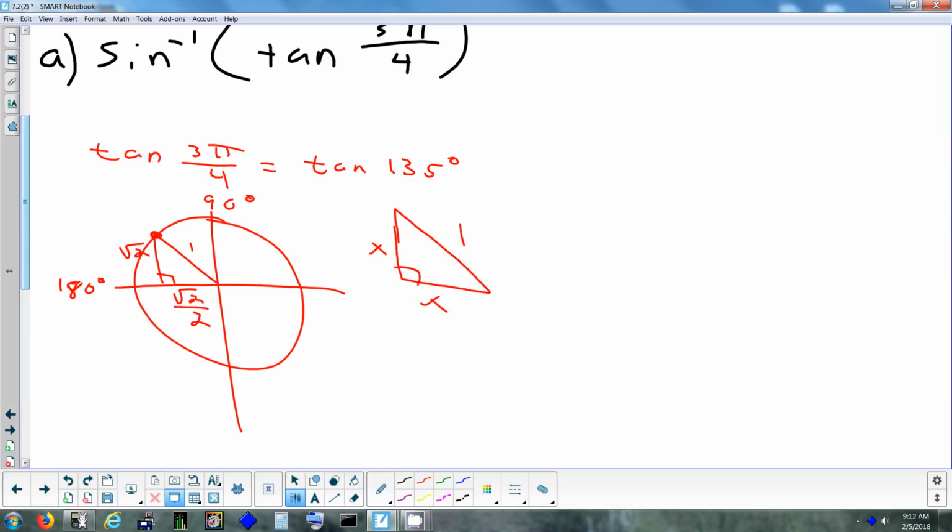So each leg is root 2 over 2. Now we've just drawn a diagram and we can find the tangent. There's your reference point right there. Tangent is opposite over adjacent. Now, I wrote root 2 over 2 for each of the legs, but what do you want to be careful about because you're in quadrant 2?